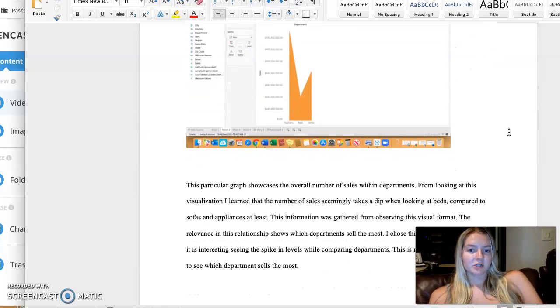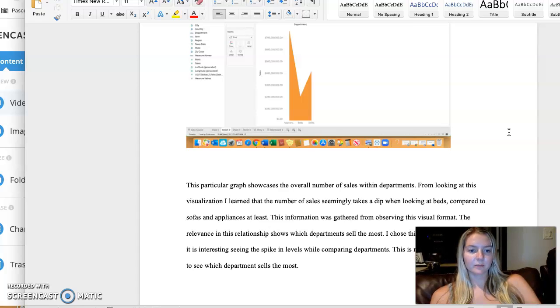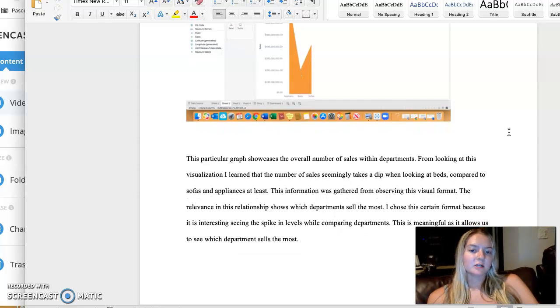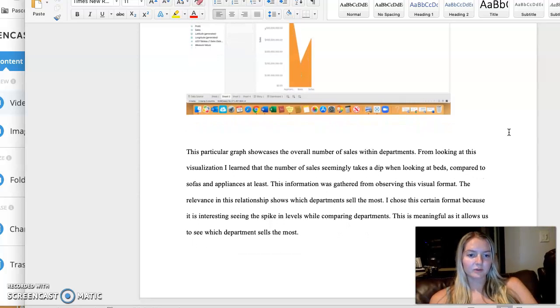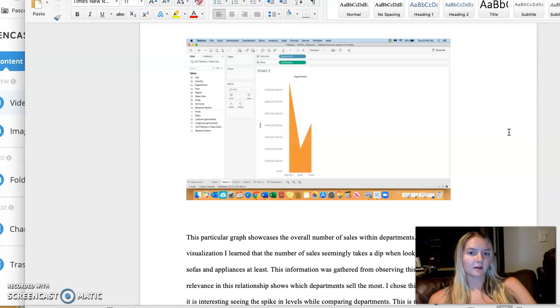My second sheet showcases the overall number of sales within departments. From looking at this visualization, I learned that the number of sales seemingly takes a dip when looking at beds compared to sofas and appliances. This information was gathered from observing the visual format. The relevance in this relationship shows which departments sell the most. I chose this certain format because it is interesting seeing the spike in levels while comparing departments. This is meaningful as it allows us to see which department sells the most, and that's an orange color.